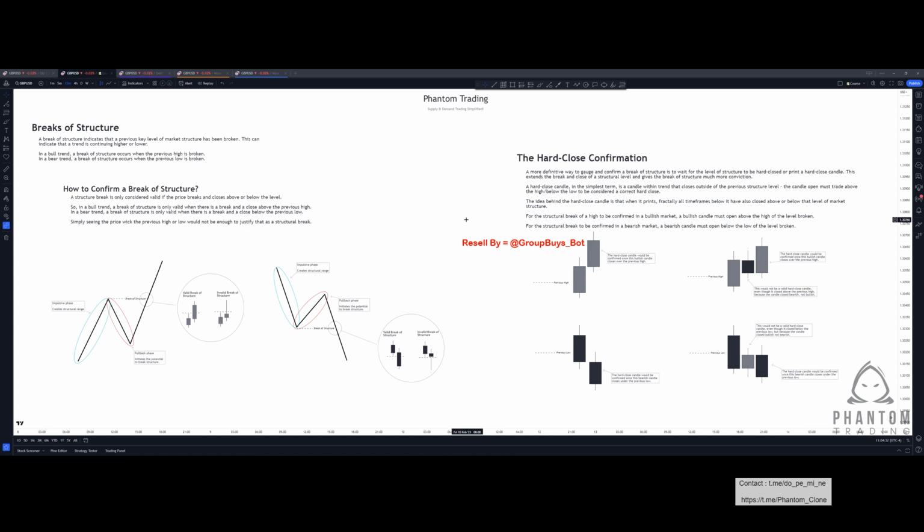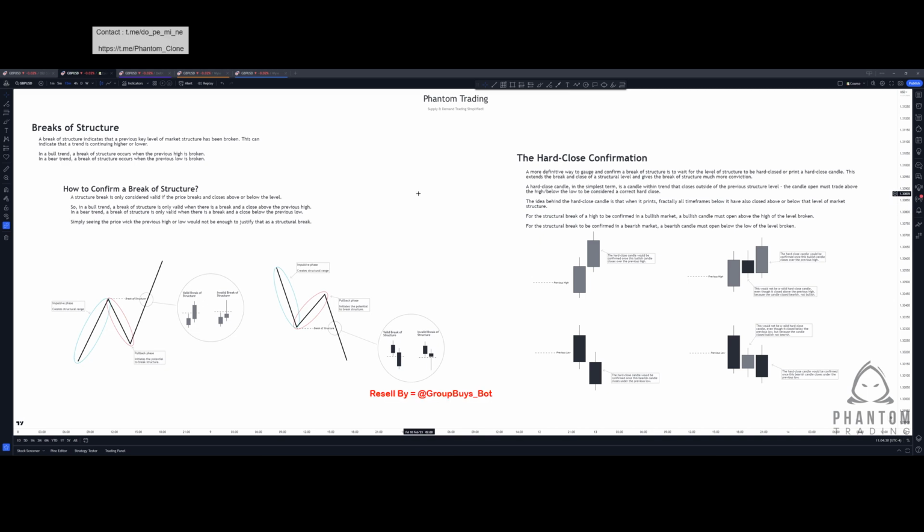So firstly, a break of structure indicates that a previous level of market structure has been broken. This can indicate that a trend is continuing higher in a bullish market or lower in a bearish market. In a bull trend, a break of structure happens when the previous high is broken and a new higher high is likely to form. And in a bear trend, a break of structure happens when the previous low is broken, potentially forming a new lower low.